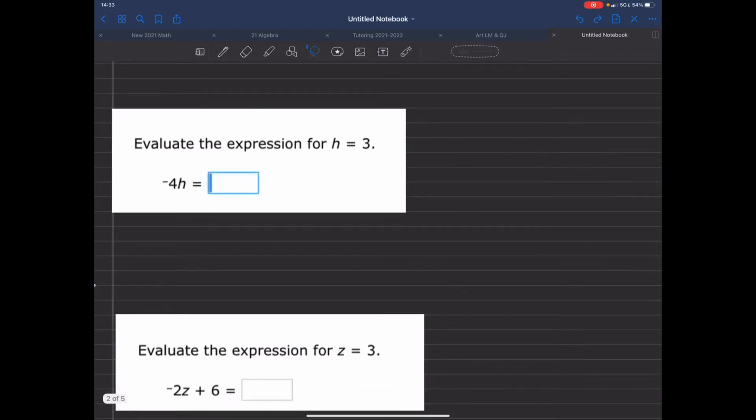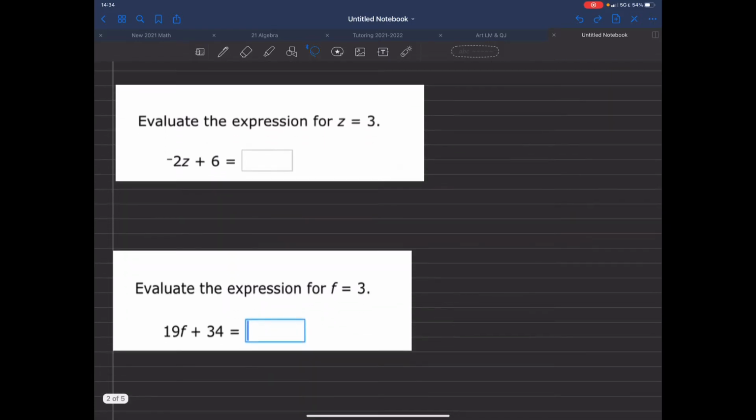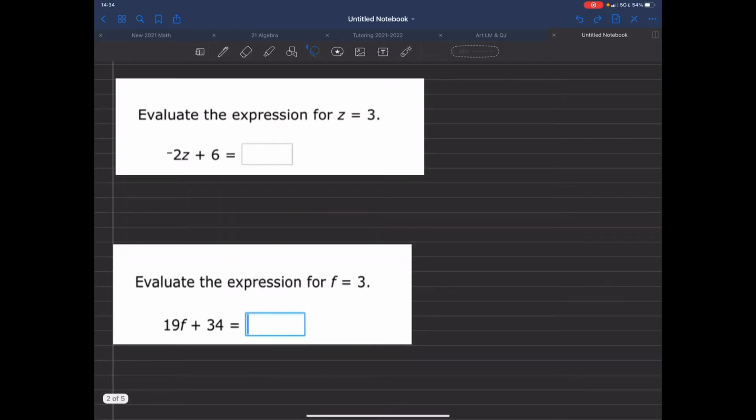Okay, for the second one, it says evaluate the expression for h equals 3, and I have negative 4h, which is basically negative 4 times h. So when I write this out, I say h equals 3. So again, it was negative 4 times h, so the 3 goes where the h is, so negative 4 times 3 is negative 12.